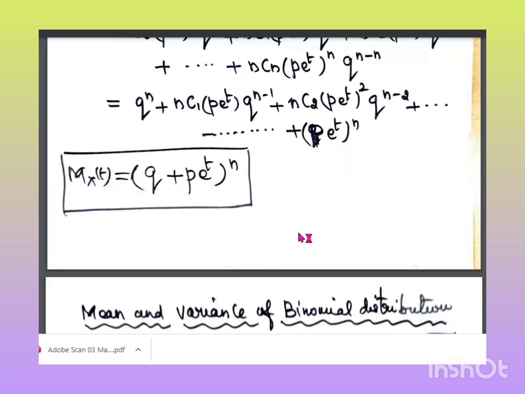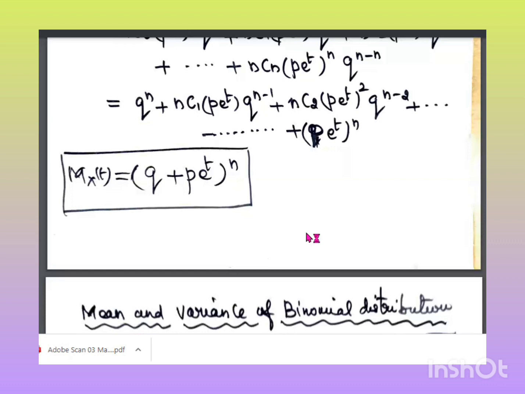Without using the moment generating function, you can also find the mean and variance. How to find them? Mean E of x is equal to summation x into P of x. E of x square is equal to summation x square into P of x. In this way also you can find.